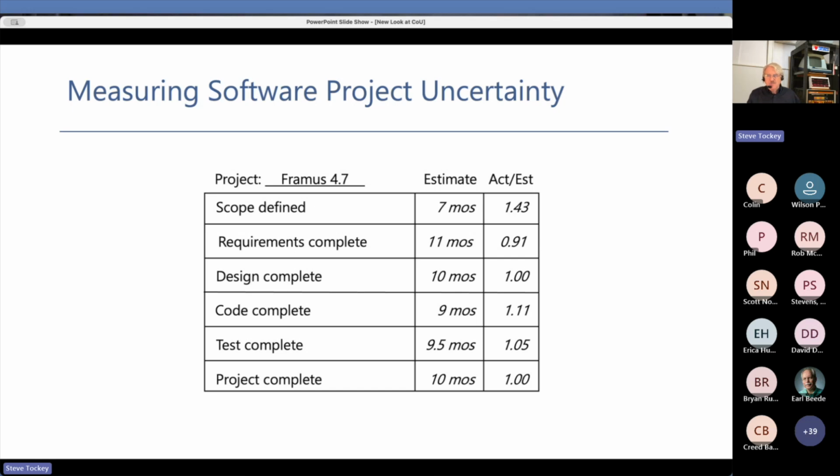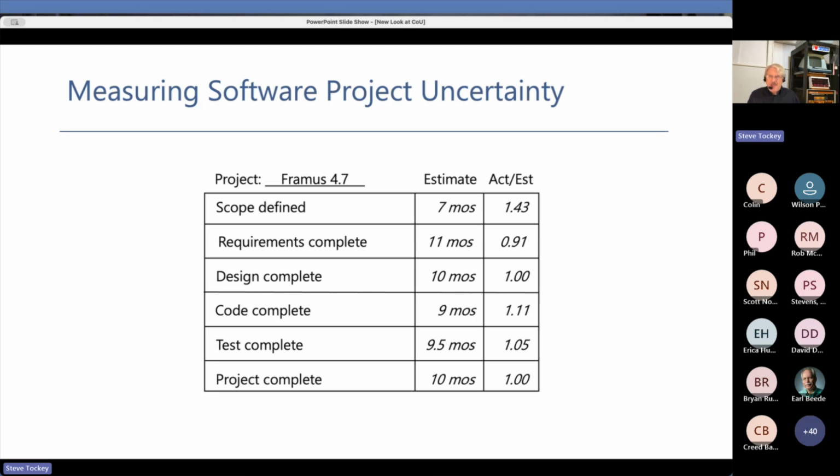And so for this Framus 4.7 project, we're saying when we got to the point of scope defined, we estimated that this was 7 months worth of work. When we finished the requirements work, we now re-estimated because we knew more about the universe. We're now saying, well, we think it's going to be 11 months worth of work. After having done the design, now we think we can get it done in 10 months. And these are overall estimates at various points in time. Now, the project actually took 10 months to complete.